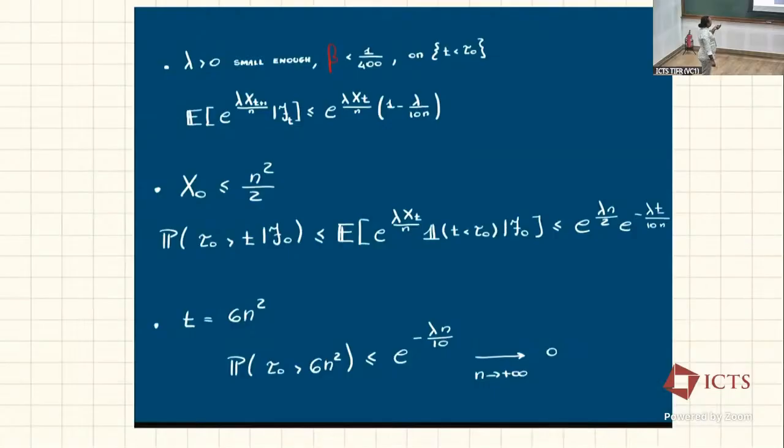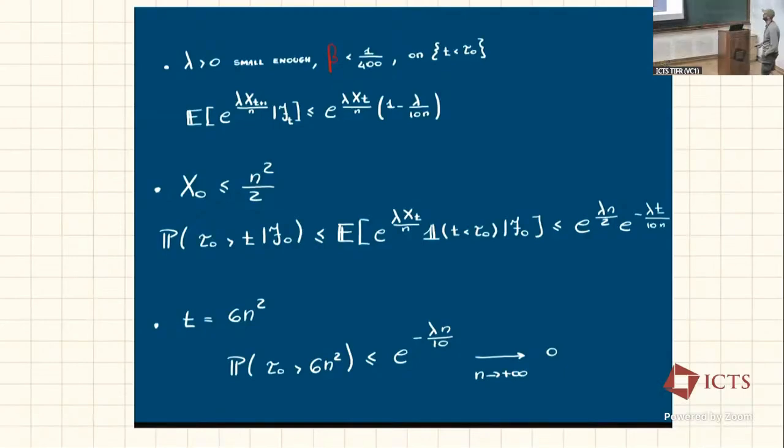And since x naught is less than or equal to n squared by 2, you will get e to the power lambda by lambda n by 2, and this is lambda t by 10. And then choose t equal to 6n squared, so that this probability tends to 0. Now Max will tell you the proof of lemma 2 and 3.